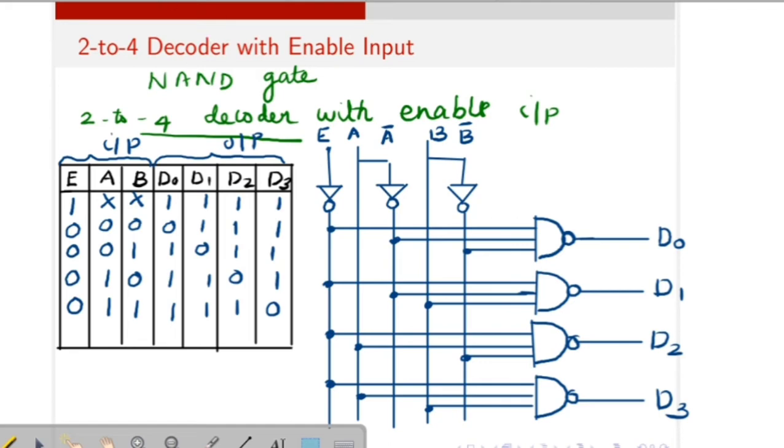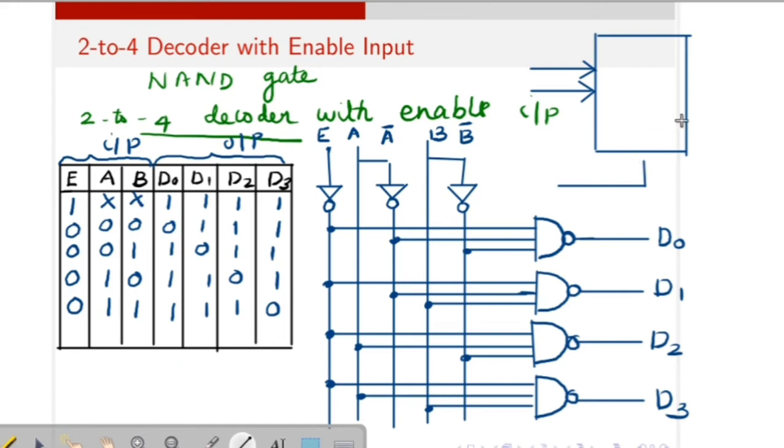Next we can draw the block diagram for this 2 to 4 decoder. This is the 2 to 4 decoder with 2 inputs A, B and the enable input. So here we have the enable input, then outputs. The enable input and the outputs are active at 0, so we draw a bubble here. This bubble indicates the output is complemented. So all the outputs are active low, so we draw it like this.